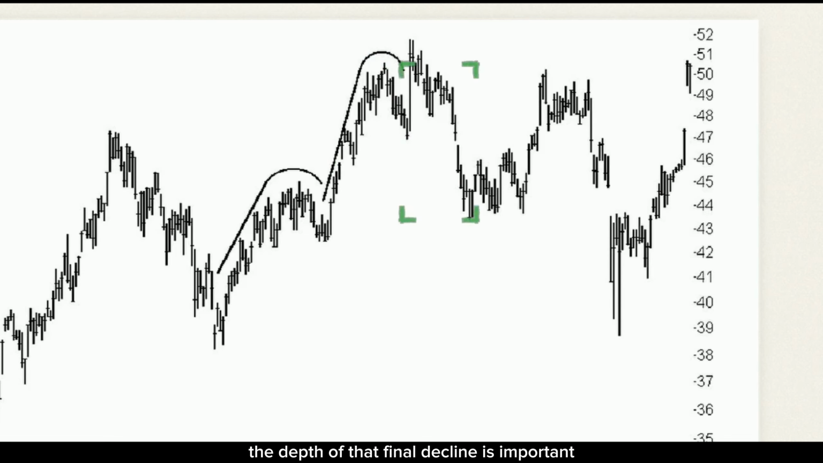valley. The depth of that final decline is important. On average, the price drops about 50% from the peak. The absolute rule here is that this right valley must remain higher than the initial starting point of the pattern. If it drops below that start line, the pattern is invalid.